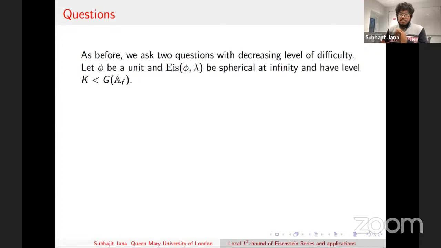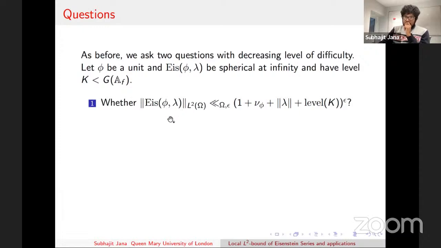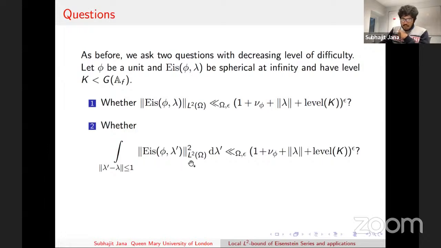Okay, so we ask a similar question as before. Let's say phi is a unit, and I(phi, lambda) is an Eisenstein series which is spherical at infinity and invariant by some open compact subgroup of the finite adeles. Then there are two questions you can ask. First, whether the local L2 norm, where Omega is a fixed compact set, is essentially bounded, or at most an epsilon power of the Laplace eigenvalue, the size of lambda, and the level, all the parameters. And an easier question would be: if we average the squared local L2 norm over a very short interval only over lambda, whether that is essentially bounded. Our goal is to understand the second problem.